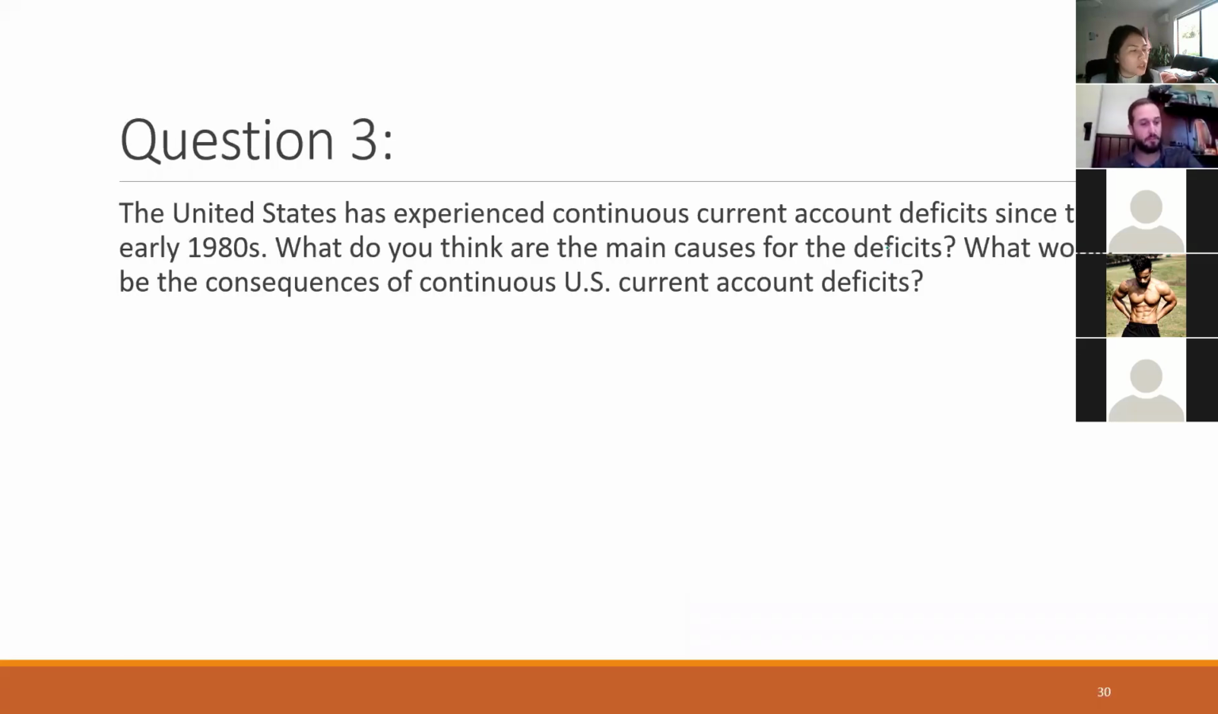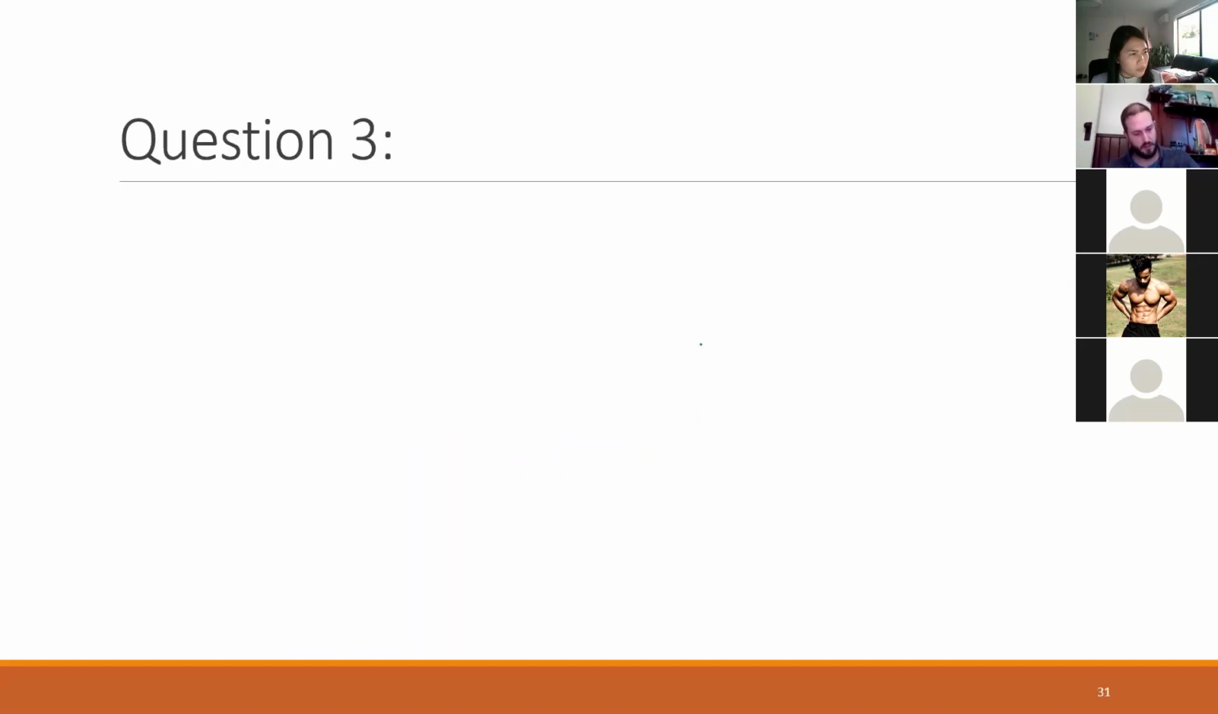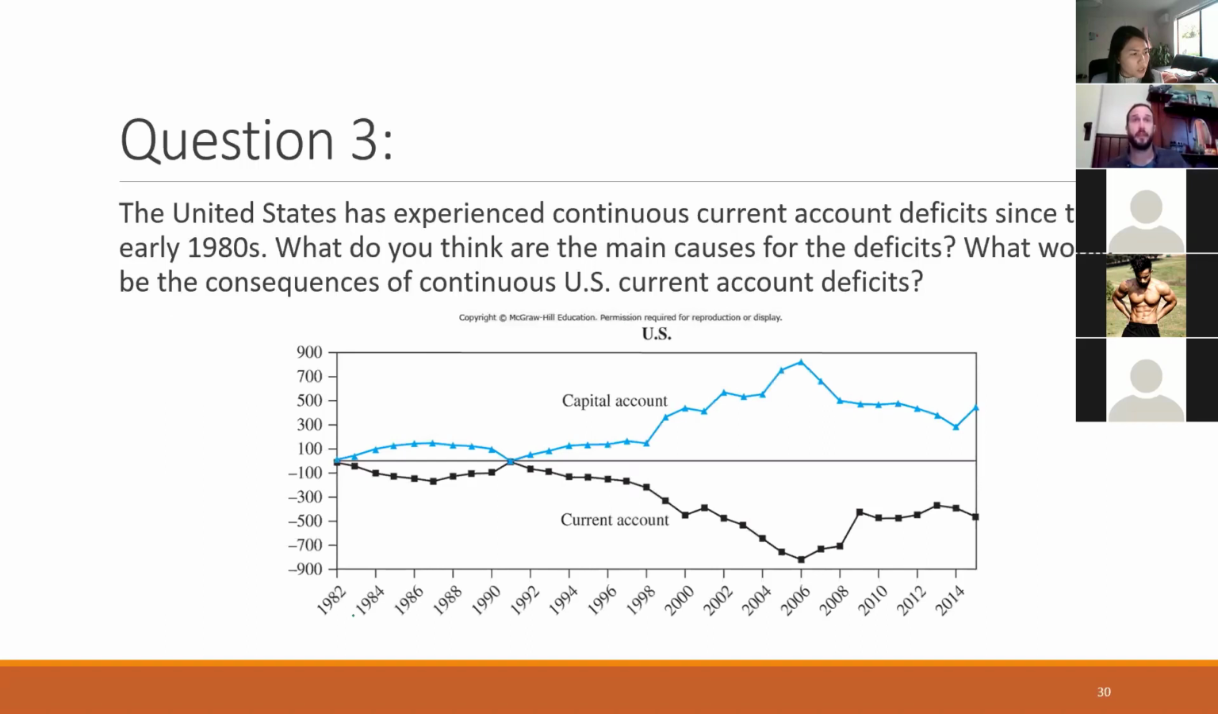Okay. So question three, the United States has experienced continuous current account deficits since the early 1980s. Okay, what that means is, from the 1980s, if we look at the capital account and the current account in the US, if we plot them on the graph, this is what it looks like, okay? So consistently, we see that the current account in the US has been in deficit for as long as 30 years back, okay? 40 years now. In contrast, the capital account has been in surplus, okay? And this reflects the normal relationship between a capital account and a current account, okay?